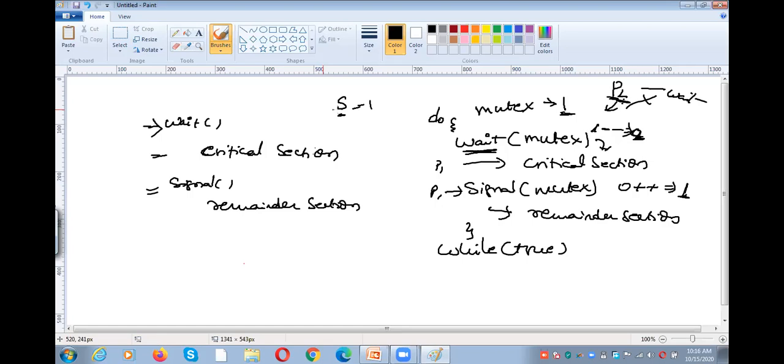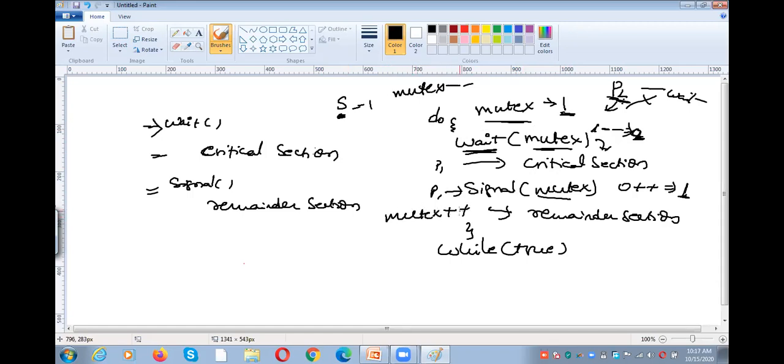In the earlier case, we represented the semaphore with S. Now here there is a variable called mutex, a synchronization variable, set to 1. So instead of wait of S, wait of mutex. Instead of signal of S, signal of mutex. Wait of mutex means mutex minus minus. Signal of mutex means mutex plus plus.